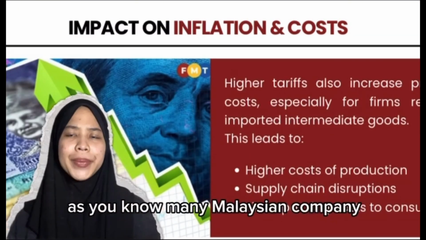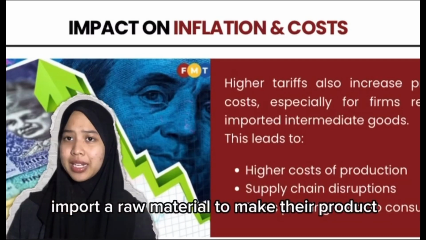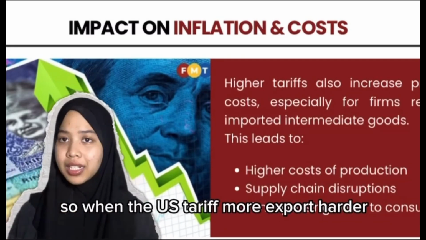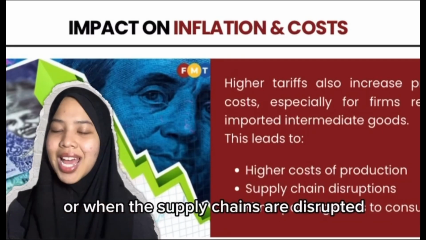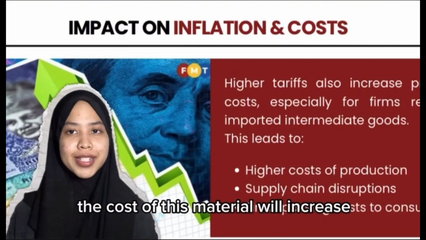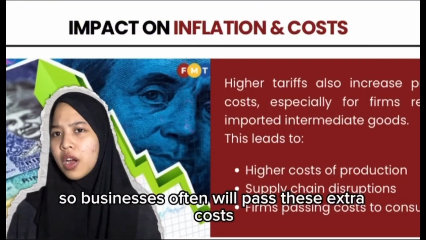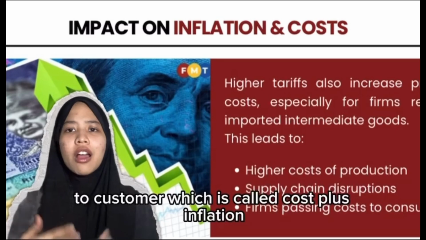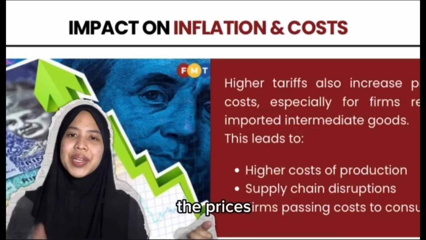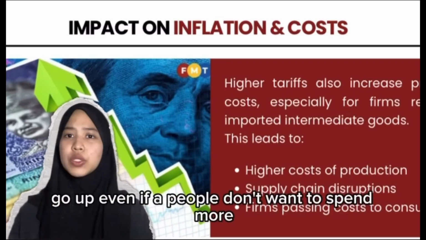Next, the US tariff also impacts inflation and production costs. As you know, many Malaysian companies import raw materials to make their products. So when the US tariff makes exports harder or when supply chains are disrupted, the cost of these materials will increase. Businesses often pass these extra costs to customers, which is called cost-push inflation. The prices go up even if people don't want to spend more.